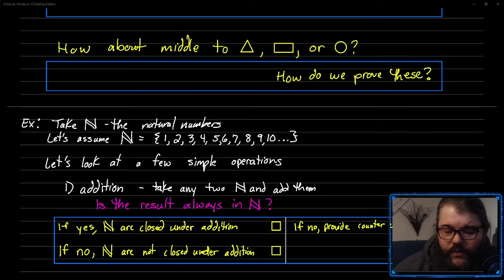How about under addition? If I take two natural numbers and I add them together, do I end up with another natural number? The answer is yes. So, if I take a positive integer and I add it to another positive integer, I end up with a positive integer. So we would say, yes, they're closed under addition.